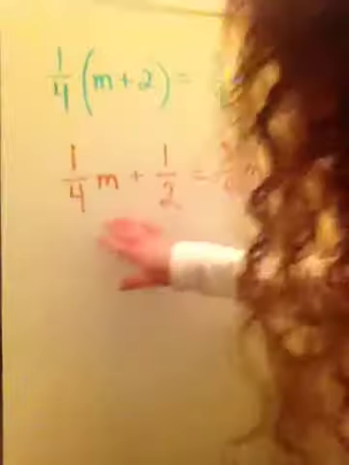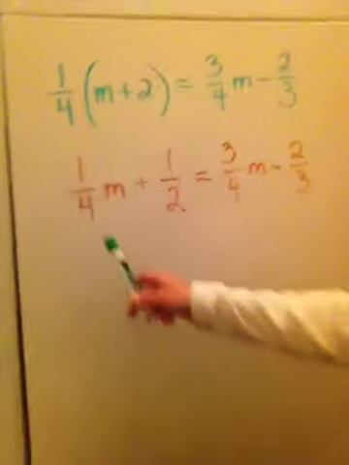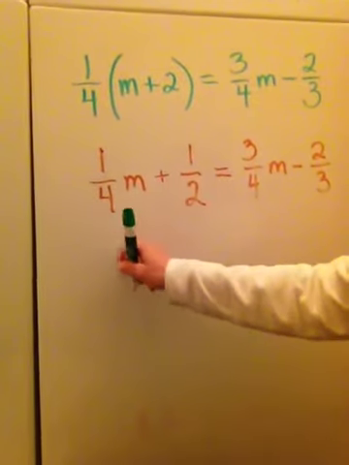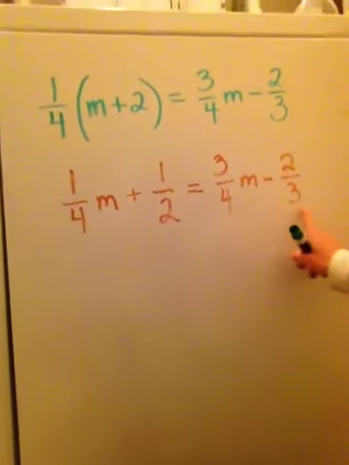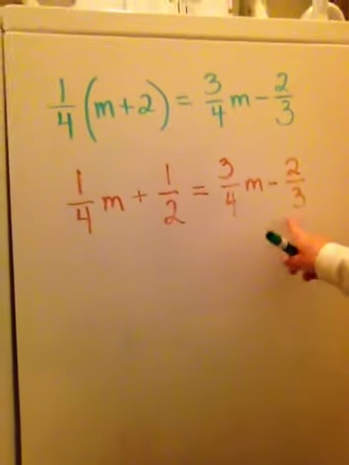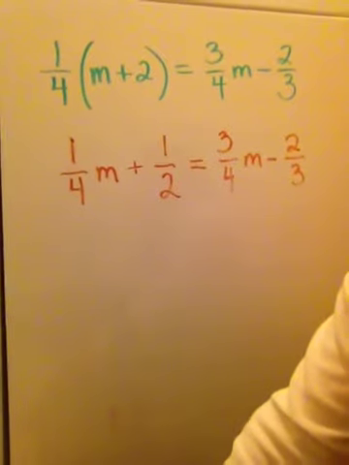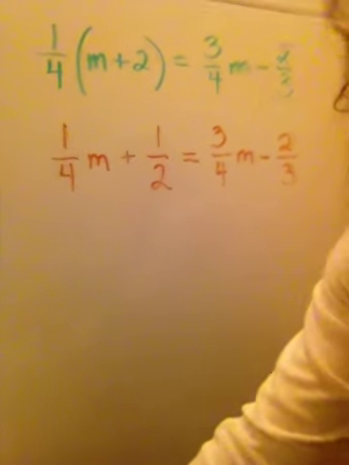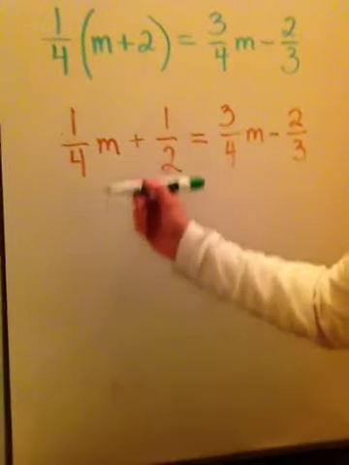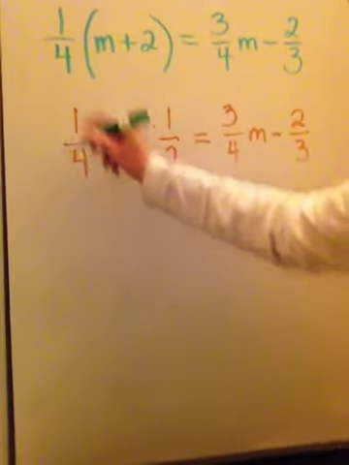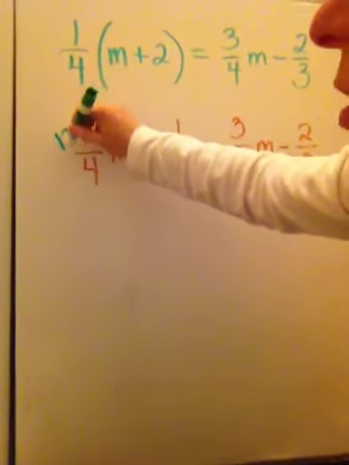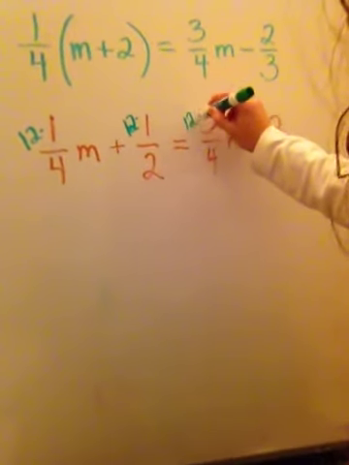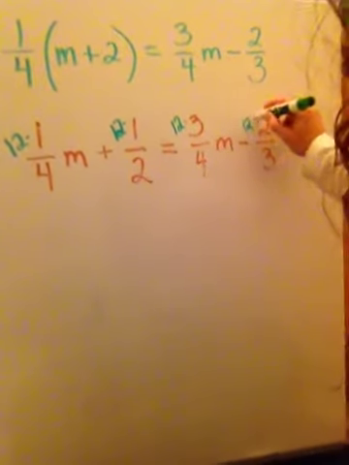Okay, but now we're to a point where we can look at our denominators, find one that all of those would go into evenly. So 4, 2, and there's another 4, and 3. So what would 4, 2, and 3 all go into? So I'm going to use 12. So I've got to multiply everything by 12. So multiplying this one by 12, this one by 12, this one by 12, this one by 12.